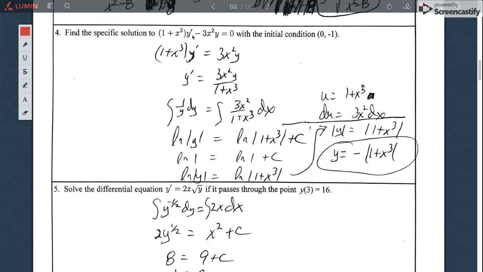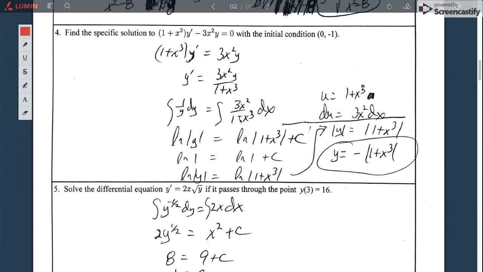On 4, we need to get y prime by itself to begin with. So we add the 3x squared y to the right. We divide by 1 plus x cubed, which gives me this. Then I need to move the y over, so that gives me 1 over y. Integrate, turns it into natural log. Over here, I need to do a u for the 1 plus x cubed. So u is 1 plus x cubed. The derivative of that is 3x squared, which works out nice because I have 3x squared right there.